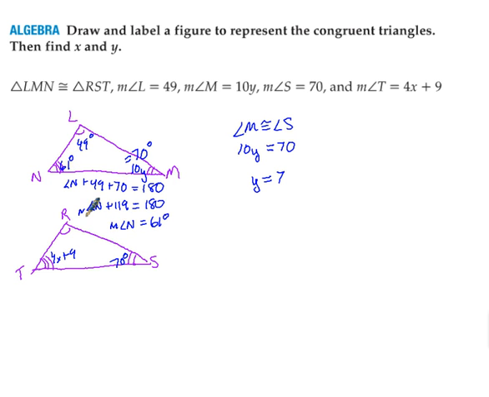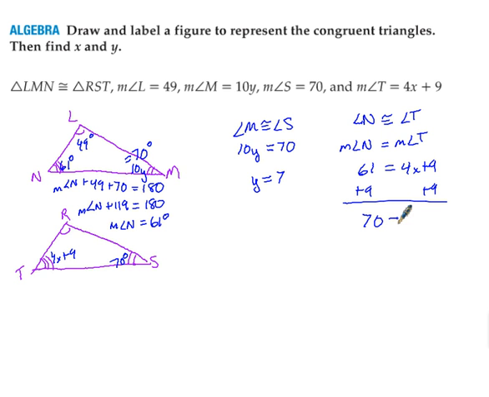So if I know that N is 61 degrees, then I know that T is also 61 degrees because angle N is congruent to angle T. So that means the measures are equal. So N is 61, T is 4x plus 9, and then I solve. I add 9 to both sides. I get 70 equals 4x. I divide by 4. And when I take 70 divided by 4, I get 17.5 is what x is.